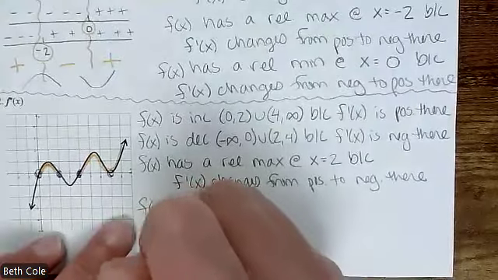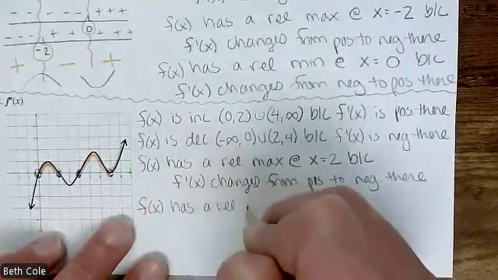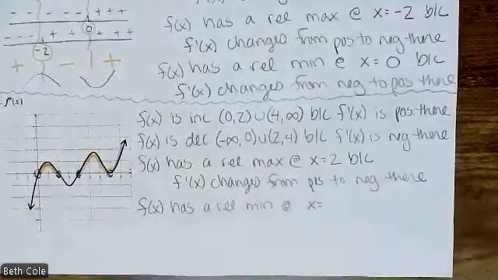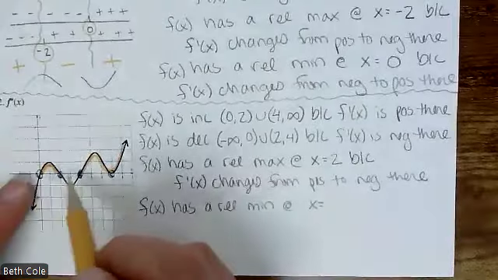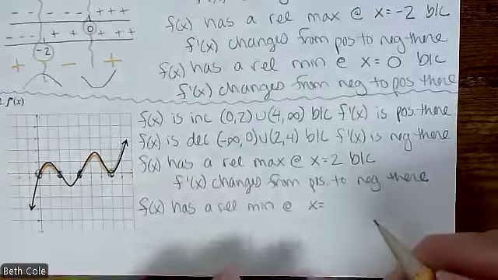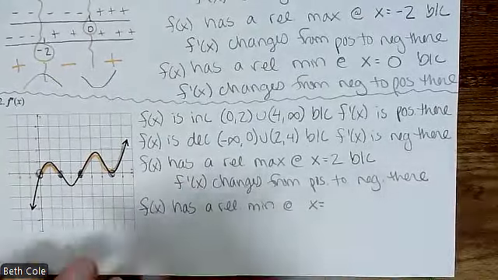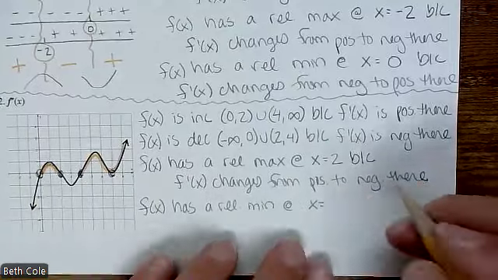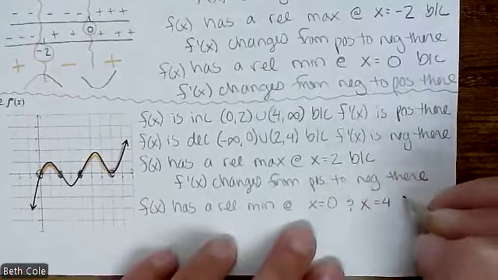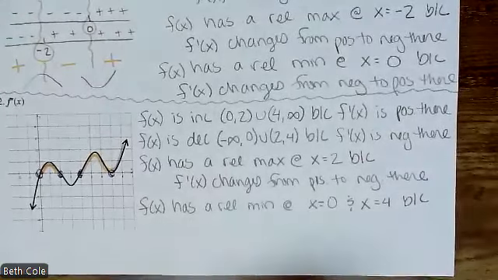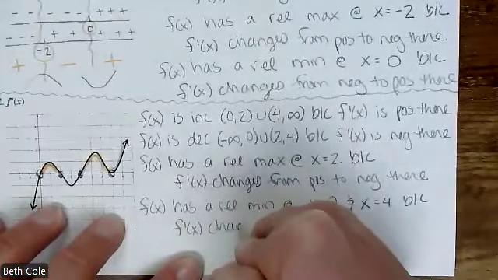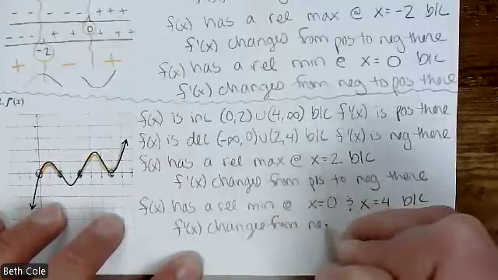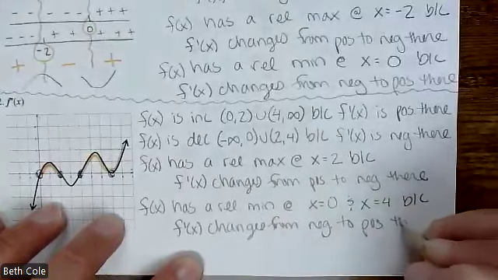All right, sibling sentence. F of x has a relative minimum at x equals, where do you think? There's actually 2 of them. Yeah, do you see how at 0 and 4 we go from below to above? This is how we're going to get away with only writing 3 sentences instead of 4, because you have to mention all the critical points. Relative minimum at x equals 0 and x equals 4, because why? Good. F prime changes from negative to positive there.